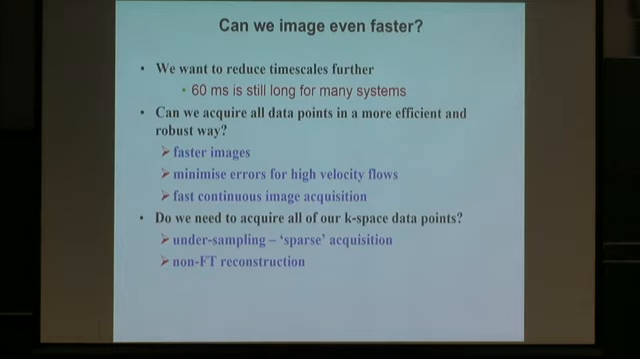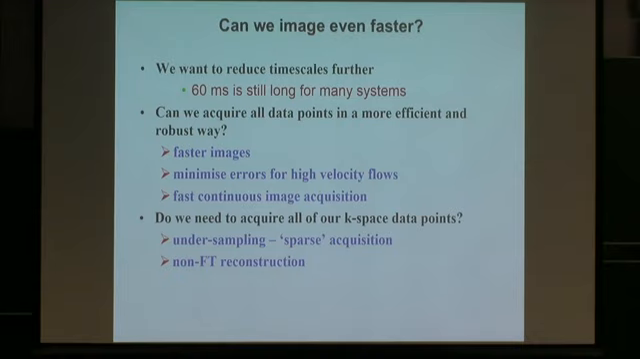As the velocities increase, you start to get some errors due to higher velocities, and so we want to minimize those. And another thing that I didn't mention is, in the previous method that we were looking at, you acquired a velocity image, and then you have to wait typically a second or so, a T1 time, before you can acquire the next velocity image.